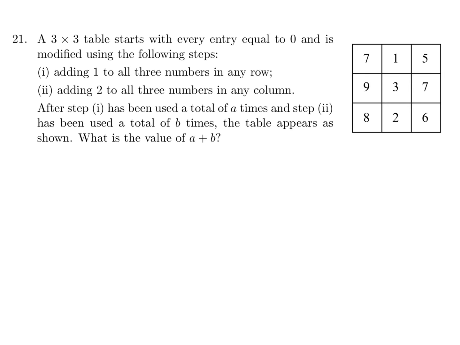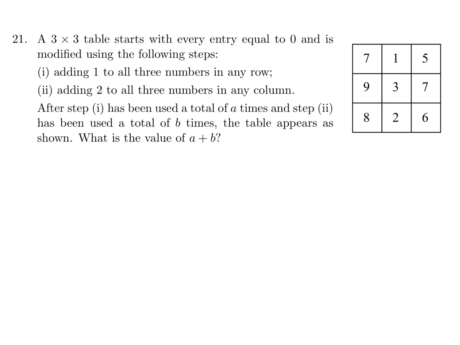A 3 by 3 table starts with every entry equal to 0 and is modified using the following steps. 1. Adding 1 to all three numbers in any row. 2. Adding 2 to all three numbers in any column. After step 1 has been used a total number of A times and step 2 has been used a total number of B times, the table appears as shown. What is the value of A plus B?